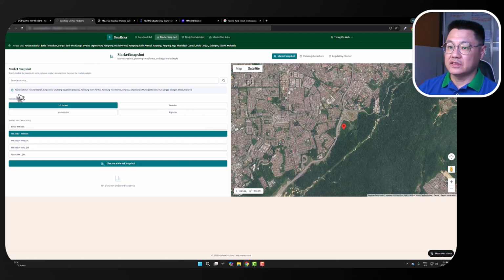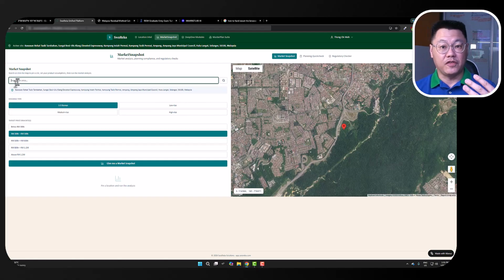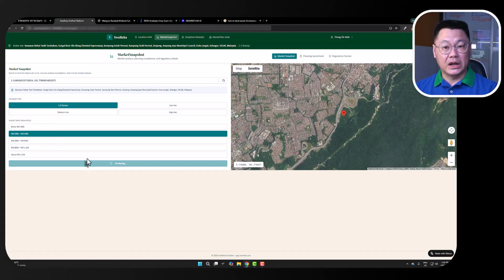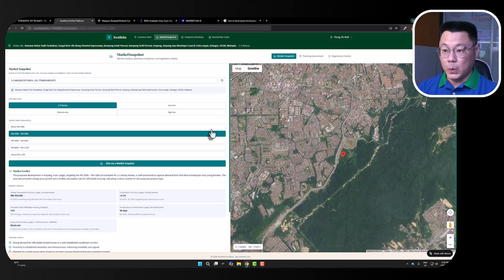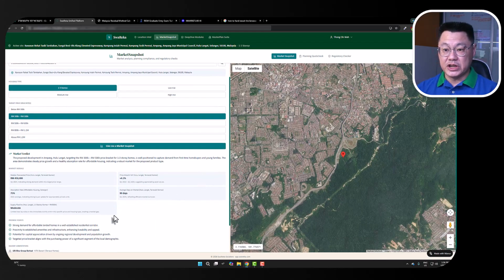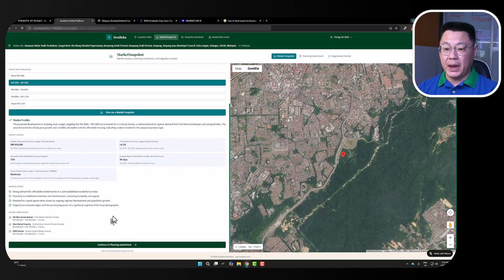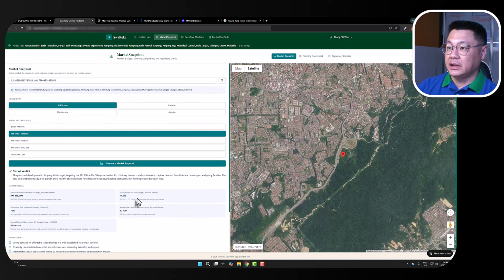Okay, this is the snapshot. Let's do a snapshot for the marketability. Yeah, let's copy that as well. And then quickly, we go on. And then look at the screen. It does an analysis. It will tell you what are the prices of the property there and whether it's a strong demand or not. Okay. And then, of course, you can go to the next one, which is regulatory check.